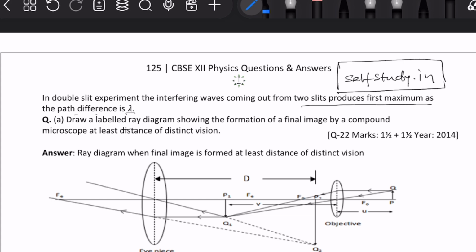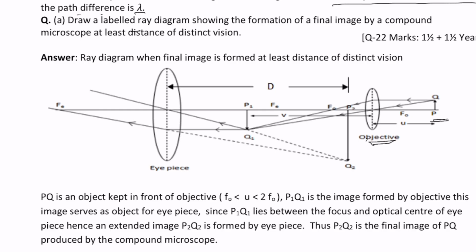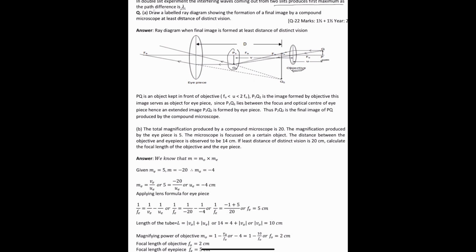So this is the objective, and the object is PQ. This objective produces the image of PQ. This is the image formed, P1 Q1. Okay, P1 Q1 is the image formed by the objective.